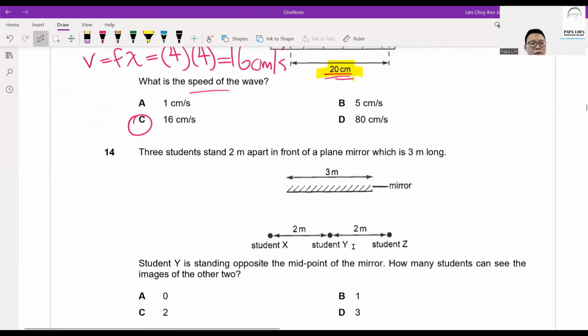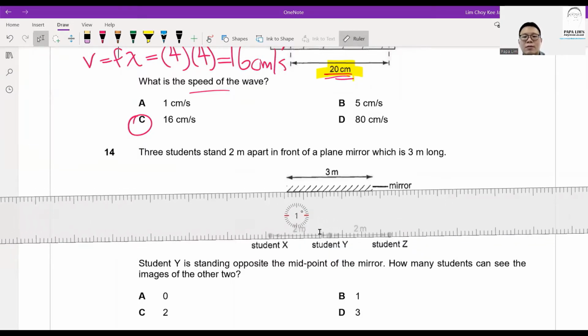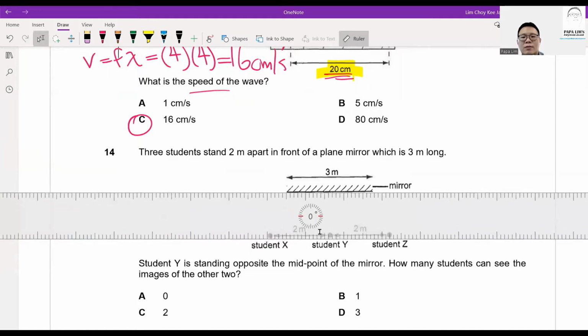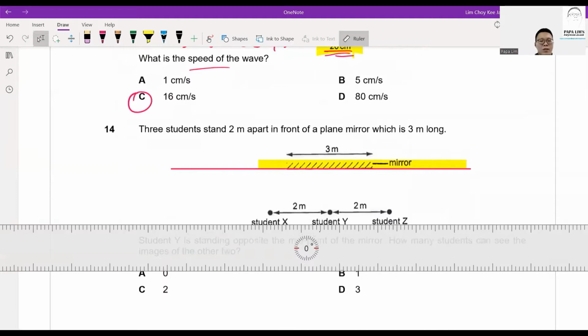Now, question 14 I would say is one of the questions that actually gets a lot of people wrong. For 14, how do I know which student can see which students? The easiest way is, let's say I have the mirror. Now let's say I extend the mirror a bit. So how do I know which student can see which students?